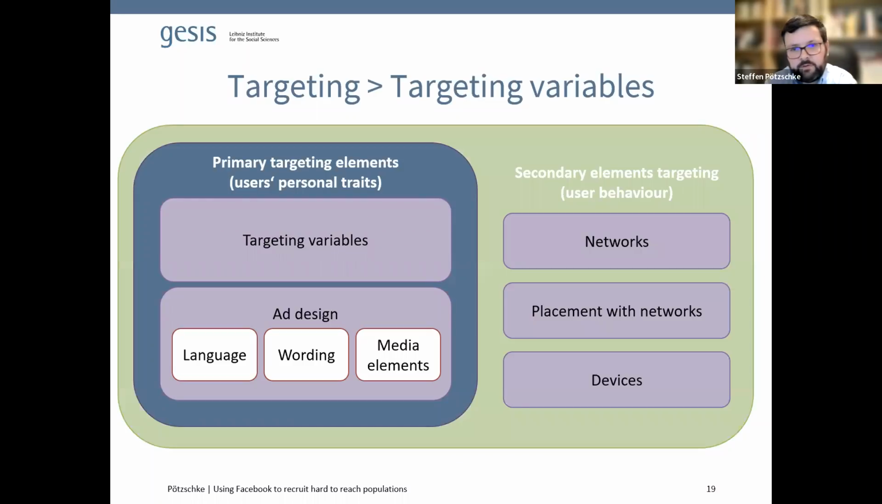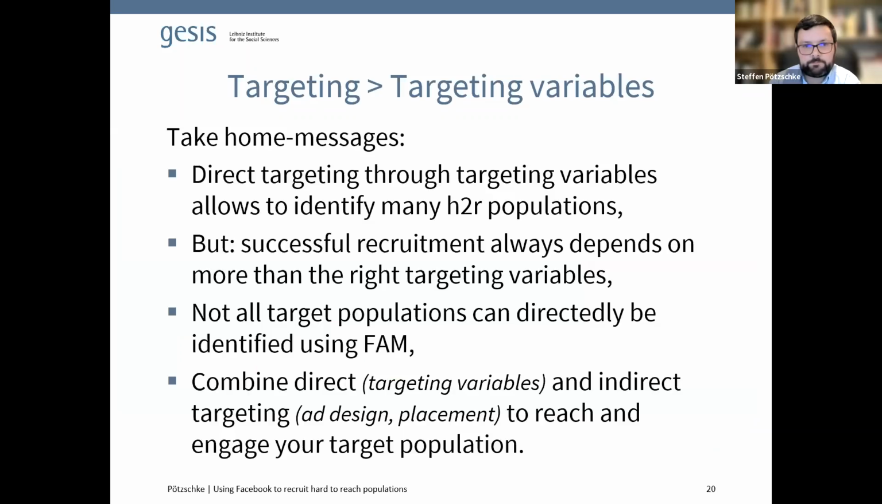And then, of course, as I just mentioned, we have secondary targeting elements, which should also be taken into consideration, as they will influence the outcome, the results of our targeting campaigns, mainly the question which networks we use for the targeting. So Facebook, Instagram, both of them. Do we also want to place advertisements in the Facebook Manager? Then we have different possibilities for placements within those networks. And of course, it is important to consider which type of devices we are targeting.